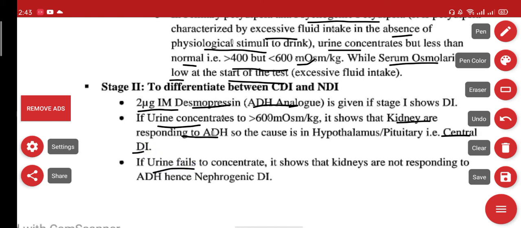On the other hand, if the urine fails to concentrate even after giving the ADH analog, this shows that the kidneys are not responding to ADH, hence this diabetes insipidus is nephrogenic diabetes insipidus.